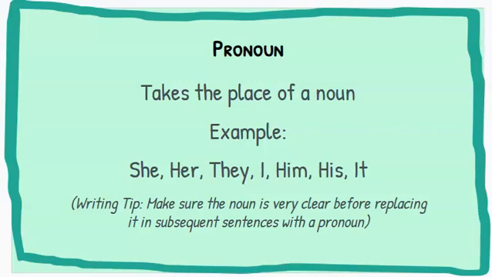Pronouns take the place of a noun. So she, her, they, I, him, his, it. It is important when you are using pronouns that it's very clear what noun this is referring to. Because a pronoun takes the place of a noun, you need to have the antecedent. We'll go into detail with that in another video. But just keep in mind that if you're just starting out with the basics, you never want to start with just a pronoun without having first said whatever the subject matter is that pronoun is then going to replace.